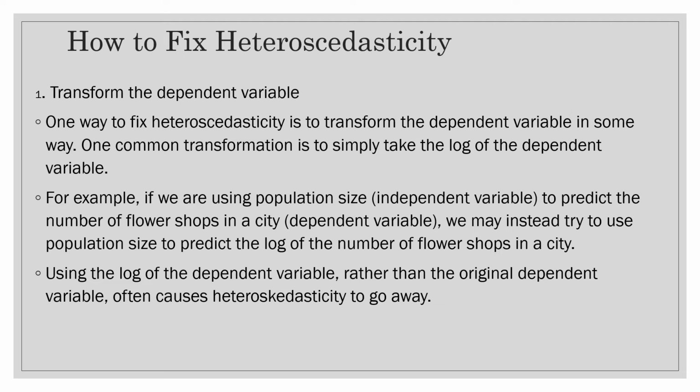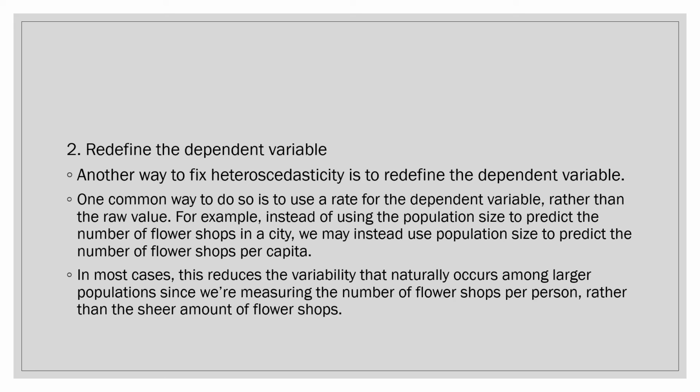If you're going for the log, for example, if you have population size as your independent variable and the number of flower shops in the city as the dependent variable, then you can use the population size to predict the log of the number of flower shops in your city. Using the log of the dependent variable rather than the original dependent variable will be able to handle the problem of heteroscedasticity with much ease.